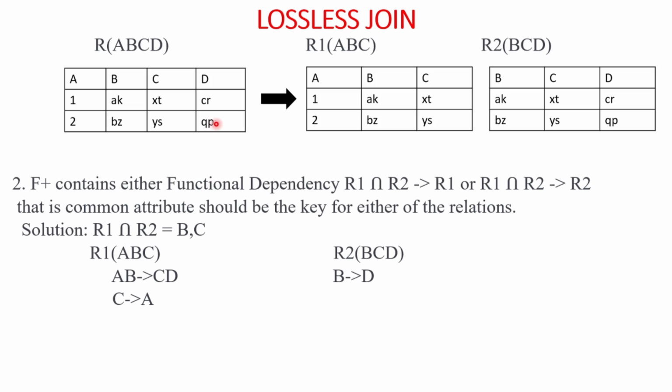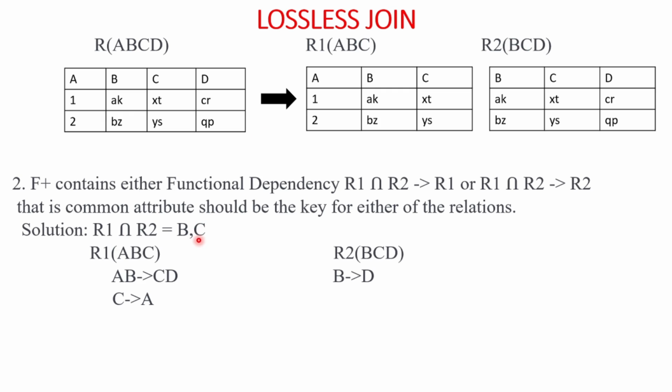In the second condition, F closure should contain either the functional dependency R1 intersection R2 tends to R1, or it should contain the functional dependency R1 intersection R2 tends to R2. What is the meaning of this? First find R1 intersection R2. What is R1 intersection R2? We need to find the common attributes between R1 and R2. We can clearly see BC is there in R1 and BC is there in R2 also. So R1 intersection R2 is BC.